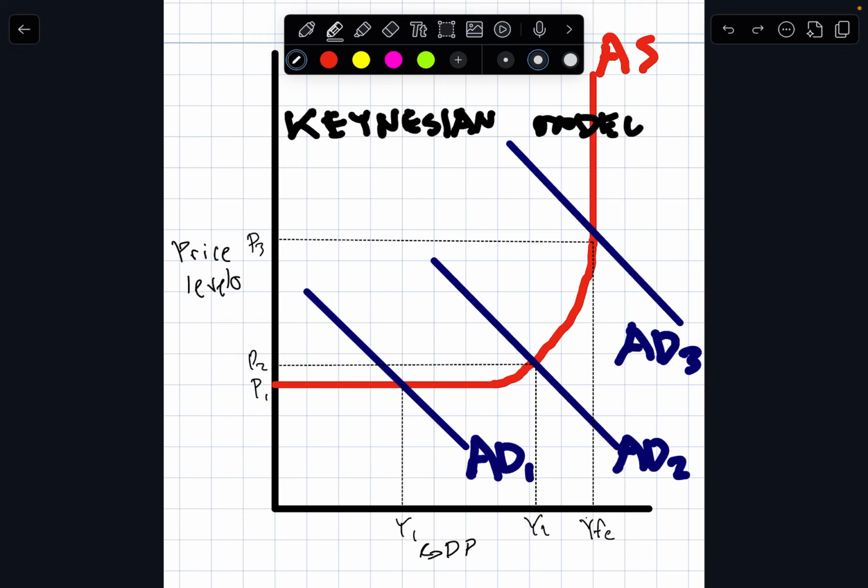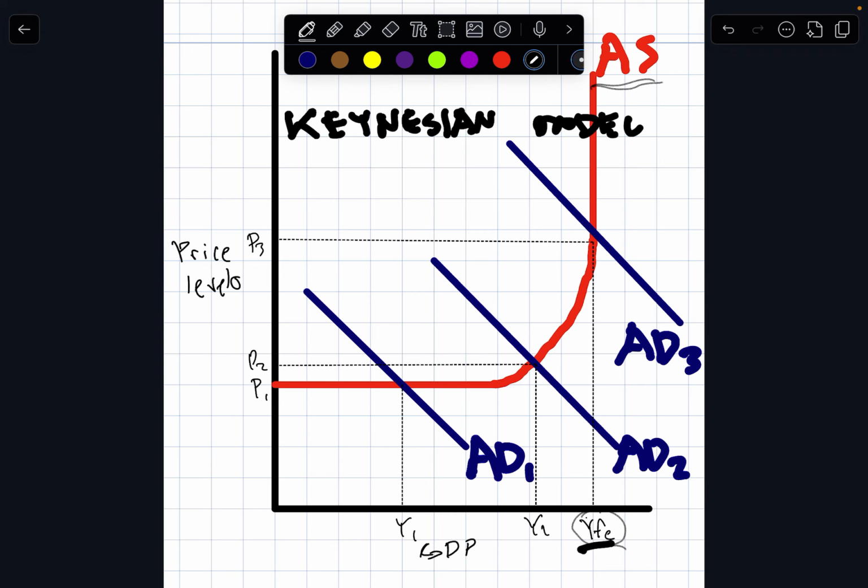Probably the first thing you notice is when it comes to supply, you have a much different shape, and there's also just one aggregate supply line. The other thing that you'll probably notice is YFE. These are on both Keynesian and classical, and they mean the same thing. So quick reminder from last class, this is referring to full employment, right?